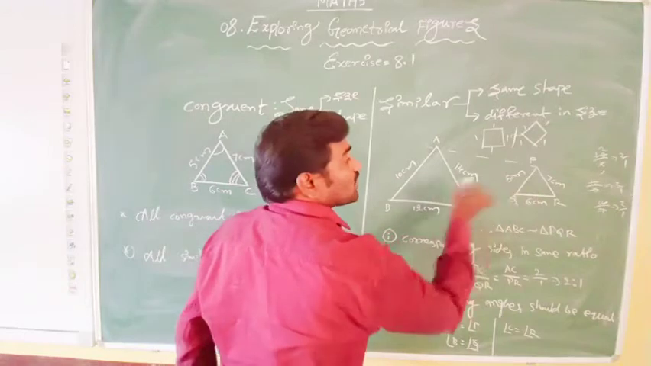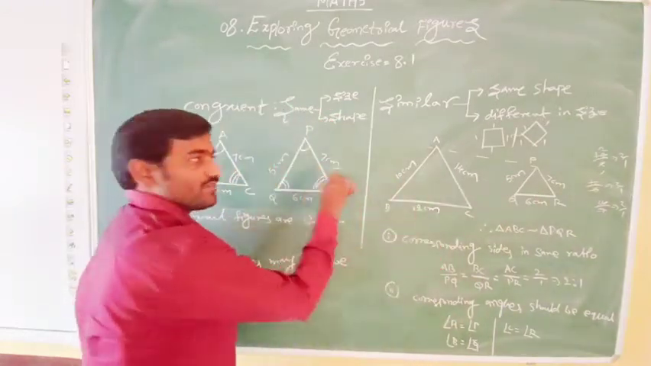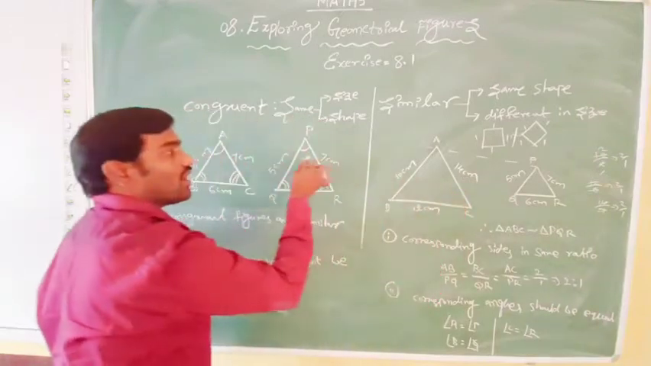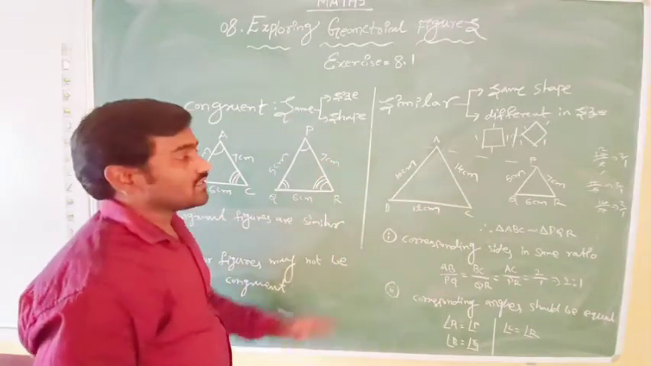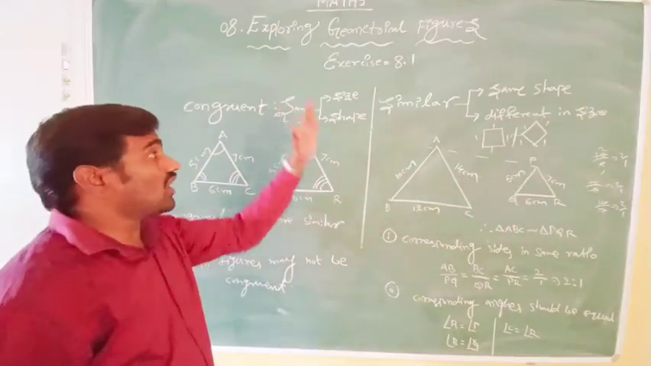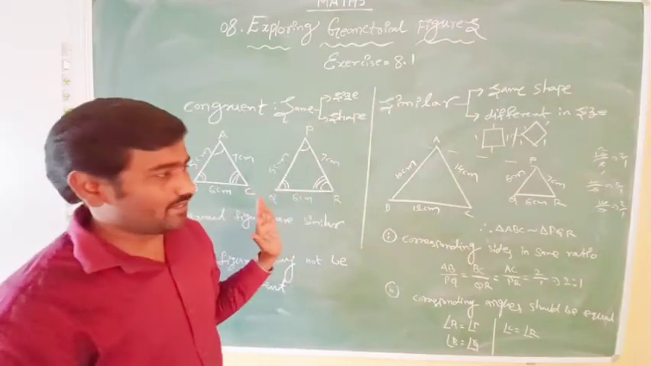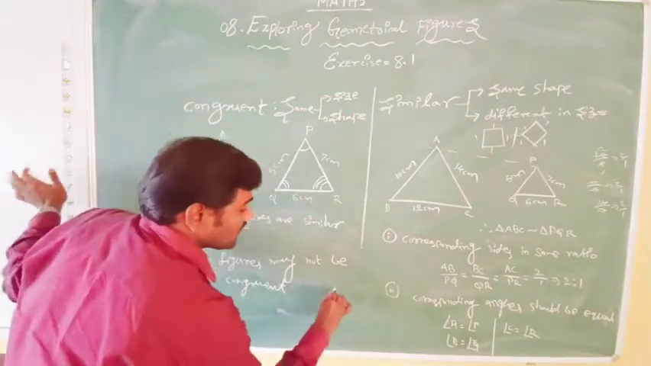See that these two are similar figures, but are they congruent? No, we cannot consider these two congruent, because they are similar but not congruent. All congruent figures are similar, but all similar figures are not congruent. There are some similar figures like here.